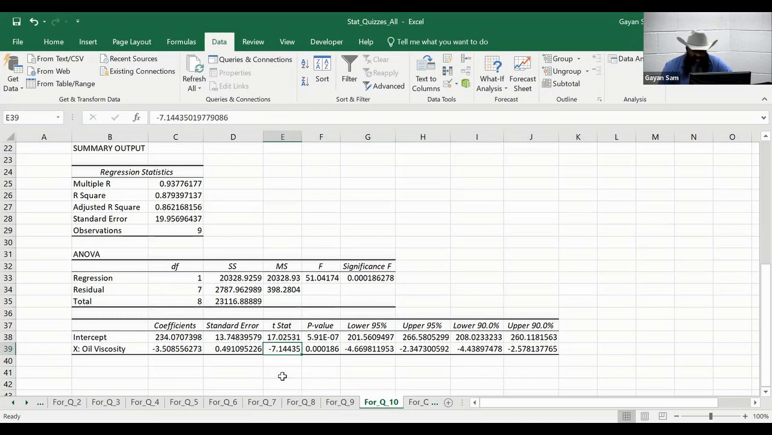So the test statistic is negative 7.14435. I need to see if this test statistic is going to land on the rejection region. Our alternative hypothesis is beta lesser than 0. That means it's a left tail test. So I need to know the critical value. But unfortunately, this output doesn't have the critical value.